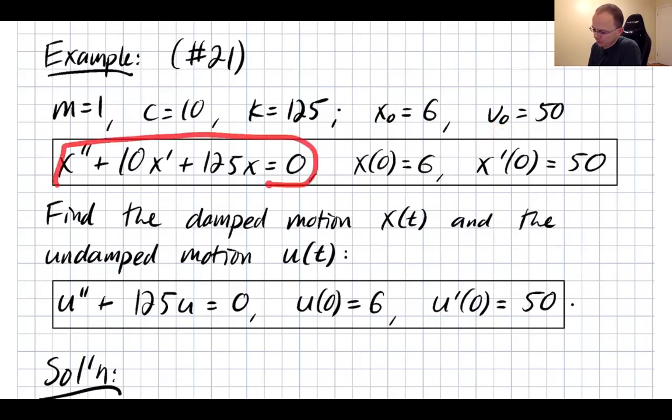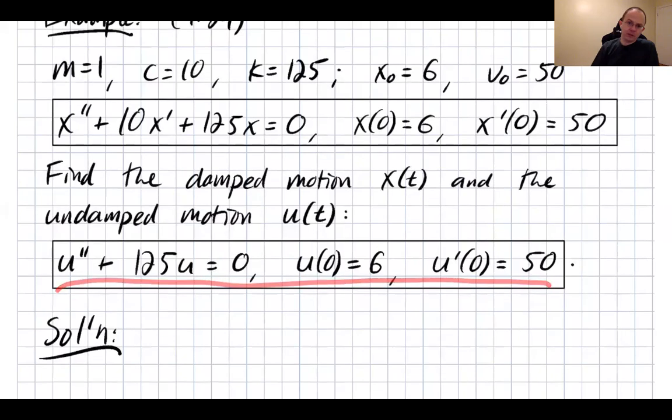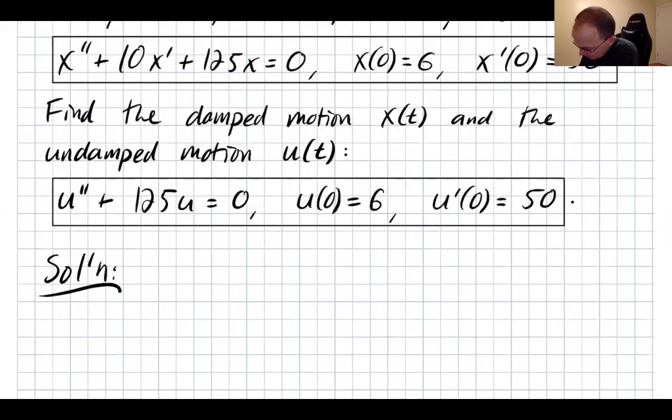So here is the differential equation that we need to solve, and these are the initial conditions right there. We'll find this damped motion, and then we'll also find the undamped motion. The undamped motion is exactly the same, but now we've just eliminated this damping term, so we get this. Okay, so let's solve these two differential equations. The first one we'll start with is x. Let's just write that down again, so it's clear which equation we're solving.